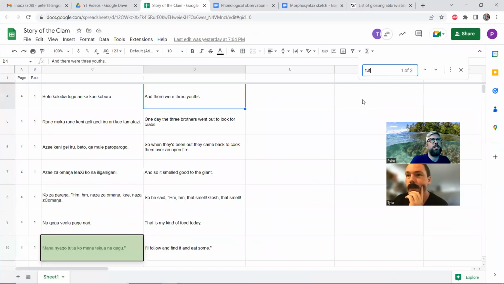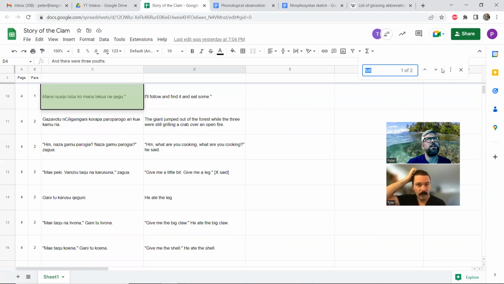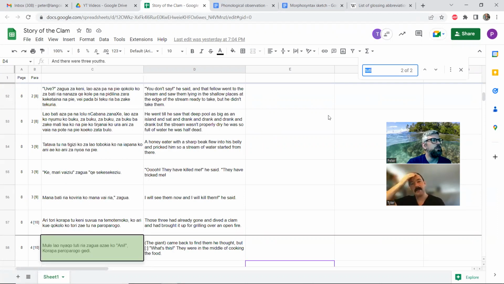Yeah, let's see if we see tuti anywhere. You get it, tuti. I will follow and find it and eat some. This one, tuti: find them. Came back to find them. Do we get nyango in both, though? We get nyango tutia and nyango tuti. Nyangu or nyango? Yeah, okay.